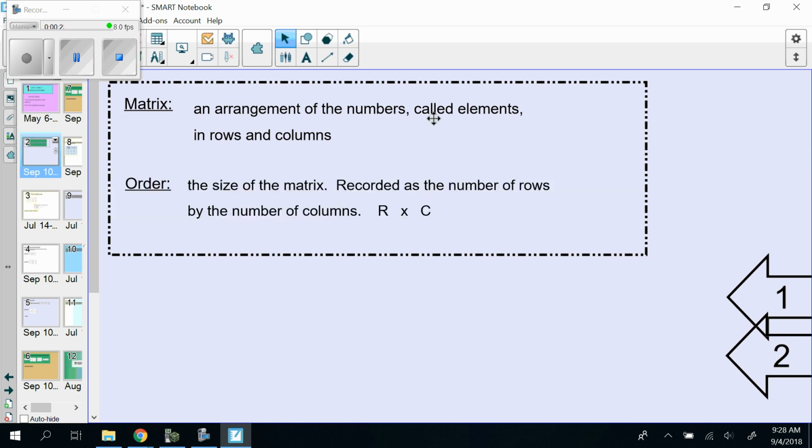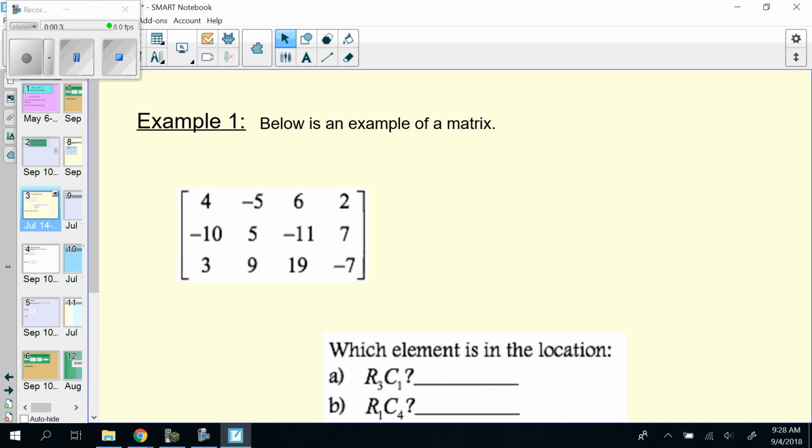The order or size of the matrix is always recorded as the number of rows by the number of columns, meaning rows always comes first, columns second. Here's an example of a matrix. Just like on a building, some of the big buildings like courthouses have columns. They are up and down, or vertical. Columns are the vertical ones.